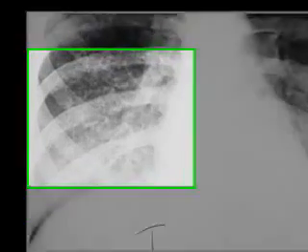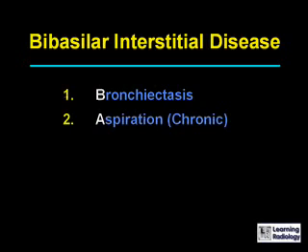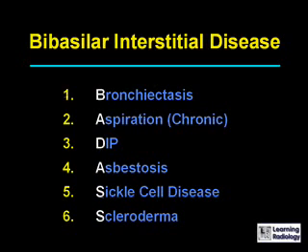This is the next differential. Pause the player. The differential is for bibasilar interstitial disease. There are 6 causes. Pause the player. The 6 major causes of bibasilar interstitial disease are bronchiectasis, aspiration, especially chronic, desquamative interstitial pneumonia, asbestosis, sickle cell disease, and scleroderma.